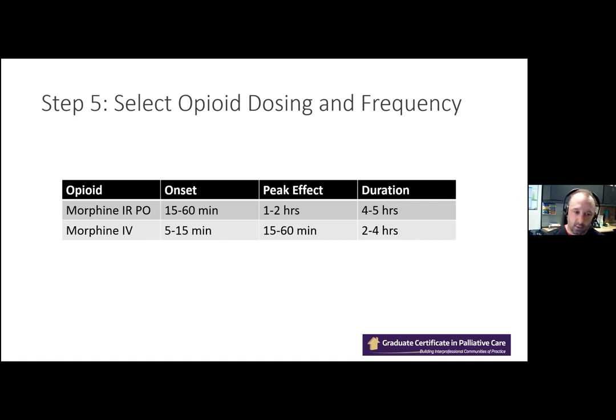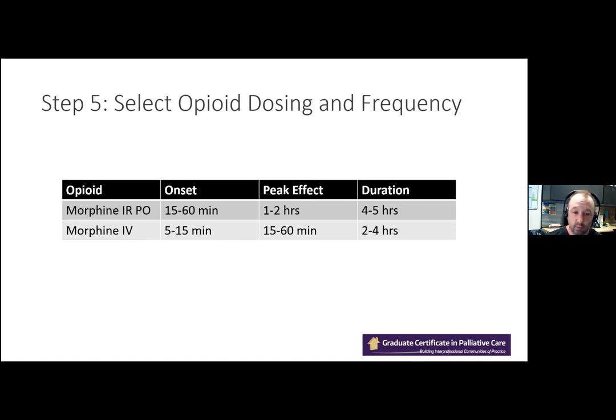So just to go through this, oral morphine, immediate release. Typically, it says onset of action 15 to 60 minutes. I think for many people, you're looking at half hour-ish at least. It takes 1 to 2 hours to get to peak effect, and the duration is about 4 to 5 hours.